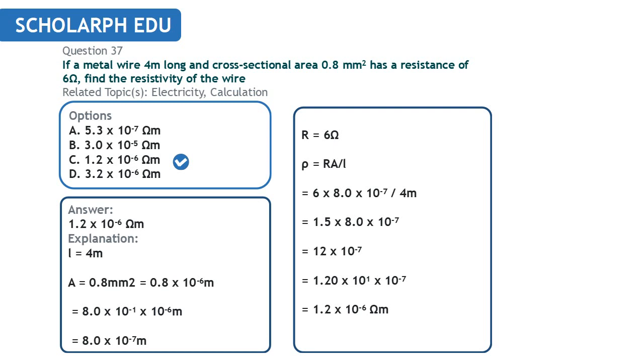So I'm now using law of indices on this. So this is going to be 10 raised to power 1 plus minus 7. That will become 10 raised to power 1 minus 7. 1 minus 7 is minus 6. So our resistivity here is going to be 1.2 times 10 raised to power minus 6.